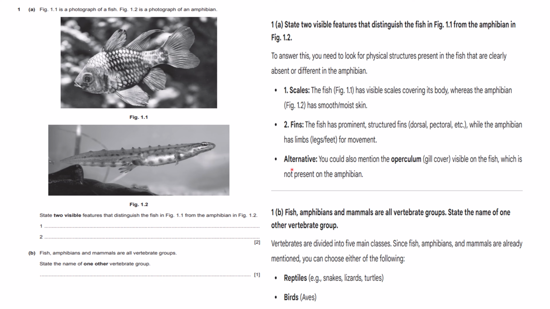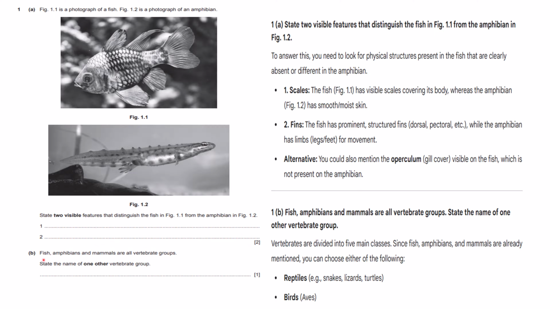Here is one more alternative point for you. You can also write this point instead of point 1 or 2. You could also mention the operculum, the gill cover, visible on the fish, which is not present on the amphibian. So this is the answer for question number 1, part A.